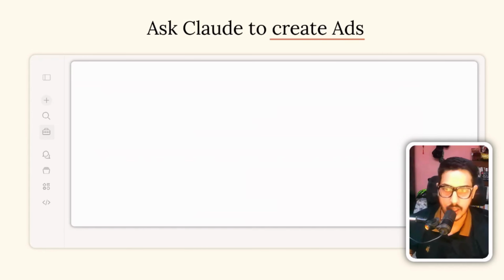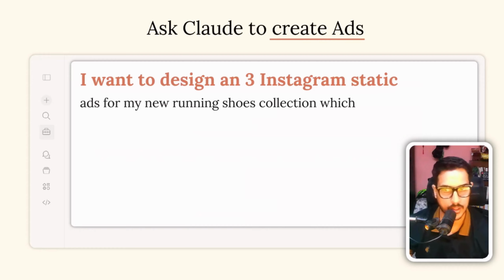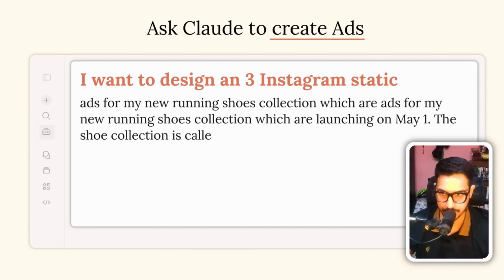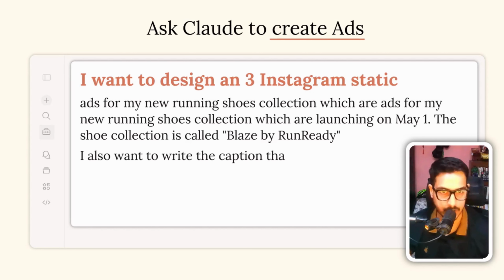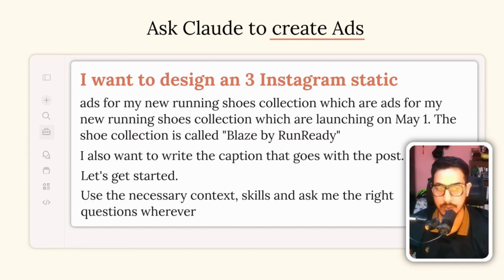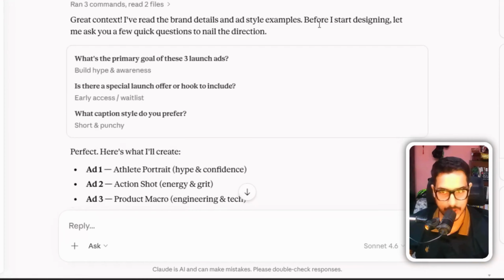It says, I want to design an Instagram static ad for my new running shoes, which are ads for my new collection called Blaze. I also want to write the caption that goes with this post. Let's get started. Use the necessary context skills and ask me the right questions whenever you need clarity. Let's see how it went. So, as you can see, this is my prompt. Now it asked me questions again.